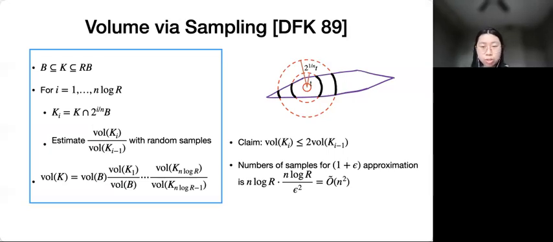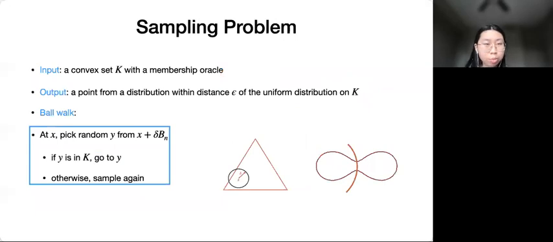So the next question is, how can we get those samples? This is an interesting question on its own. That is the sampling problem. Same as the volume problem, we have a convex set K with a membership oracle, and the output is a random point from the uniform distribution over K. And any convex body can be sampled in polynomial time.